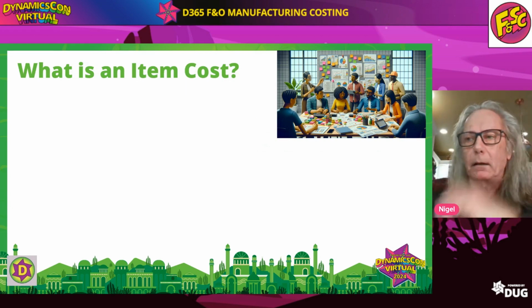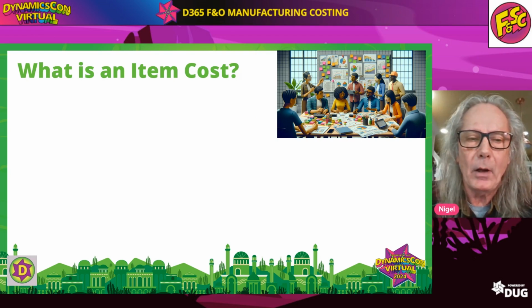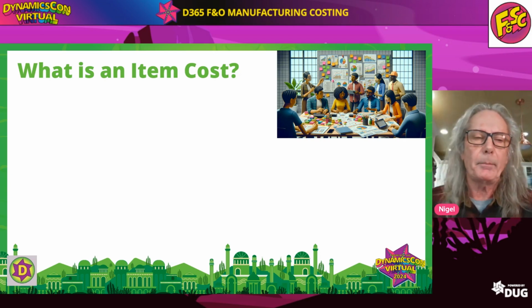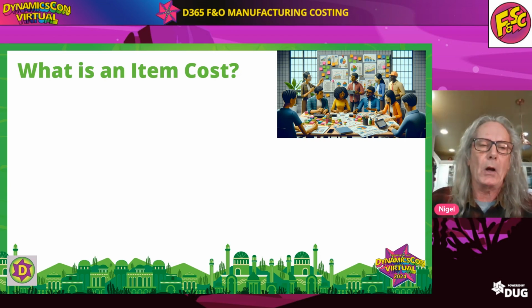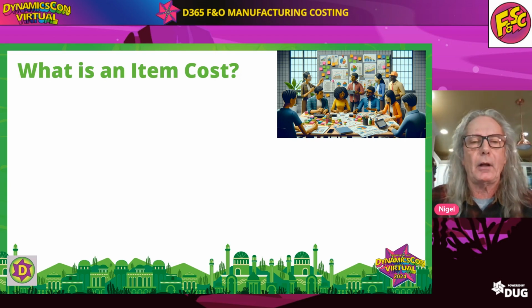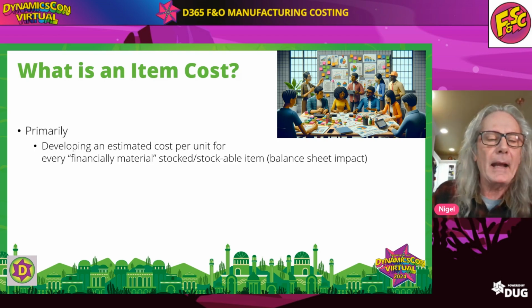If you think about it, a business can tell whether they're making money or not making money without ever knowing what an item cost is. They've got their accounts payable, their accounts receivable. They can look at the big picture and know whether they're making money or not. Why do we need to know an item cost, a cost for each and every item? So I'll let you think about that for a moment. Okay, this is my answer.